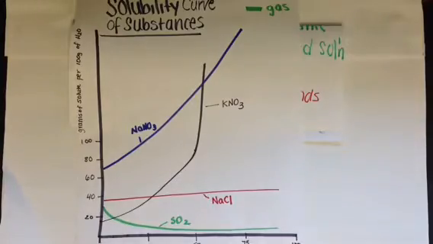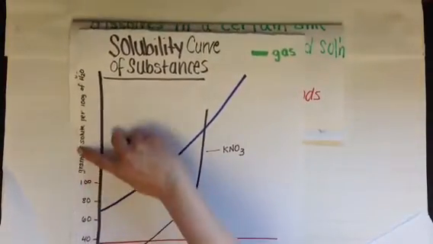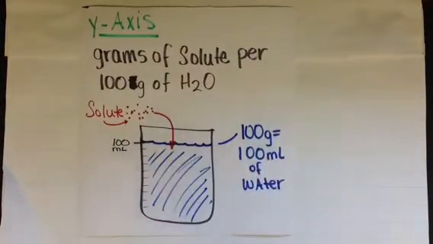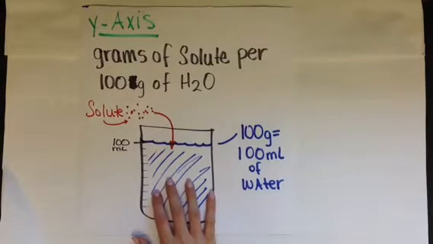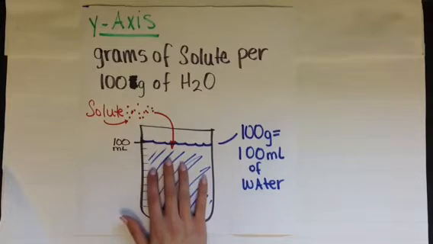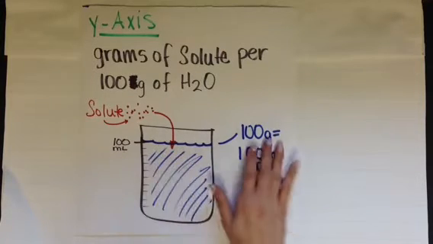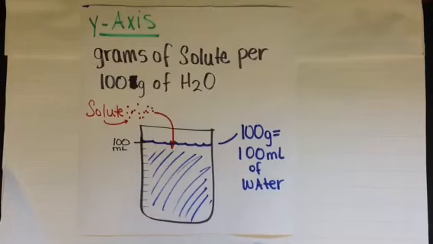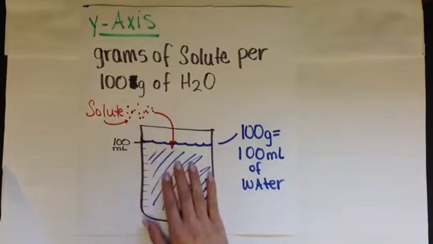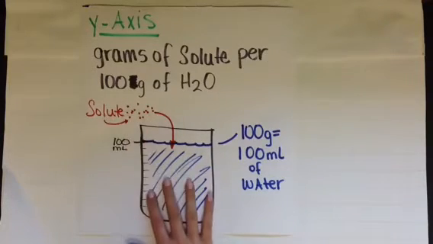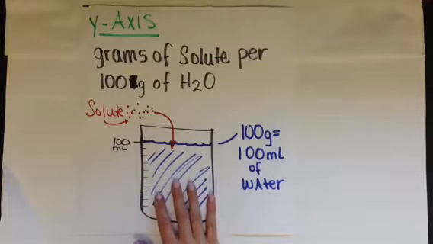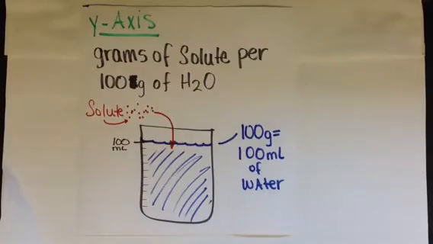Like I had mentioned before, I'm going to talk about the axes right now and what they mean. We know what temperature means, but what does this y-axis mean? The y-axis says it's the grams of solute per 100 grams of water. So if we take a look at this beaker and pretend that we've got 100 grams of water in here, remember, 100 grams is the same thing as 100 milliliters of water. This is how much solute can dissolve in 100 milliliters of water to make a saturated solution. That's what this graph shows us.